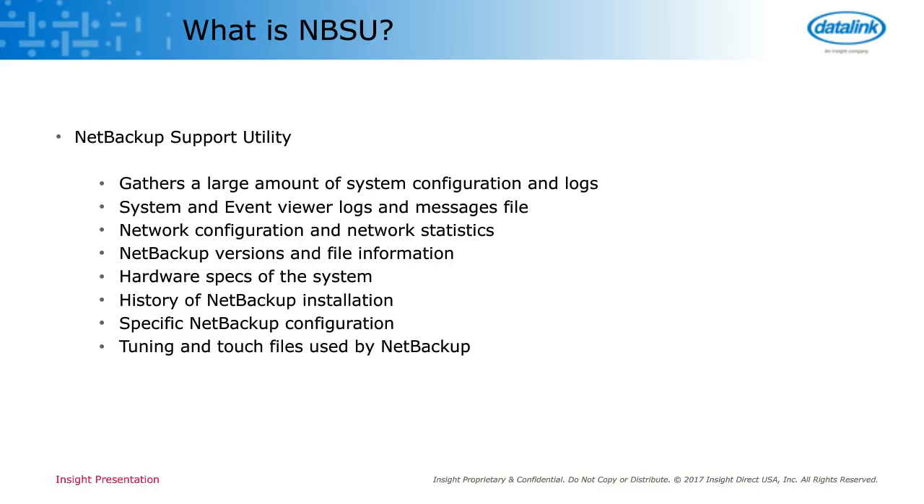We get versions and file information, so we get a list of all the files that belong to NetBackup and their versions. It's only going to collect the NetBackup specific file information. We get hardware specifications for the system, how much RAM, how many processors, the hardware model, for example, a Dell PowerEdge R7 or Dell R710. We'll get network, it might be an Intel card, we'll find that information.